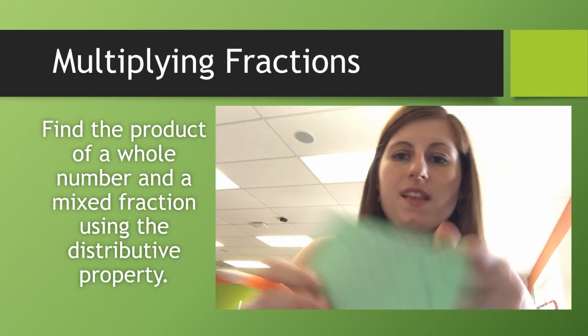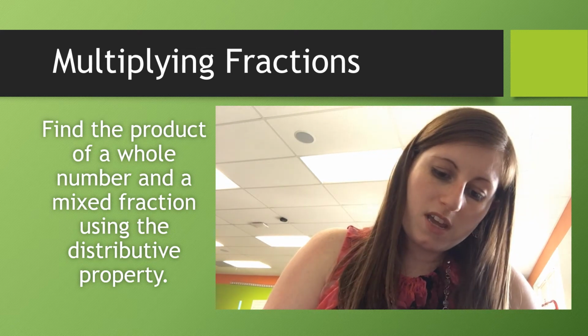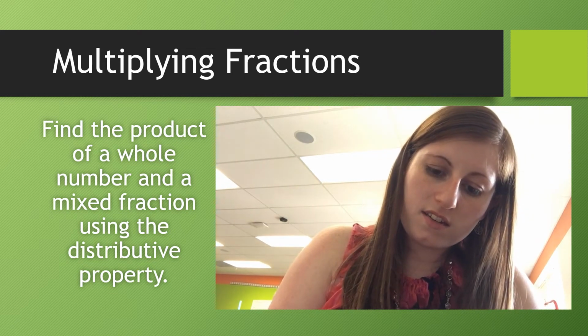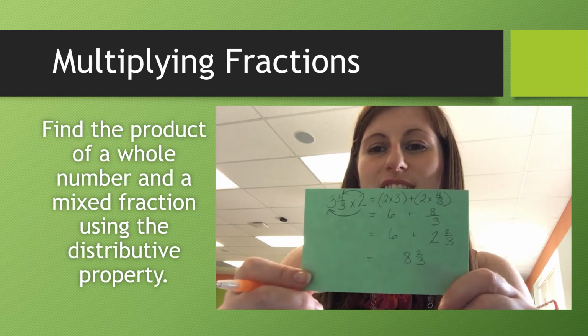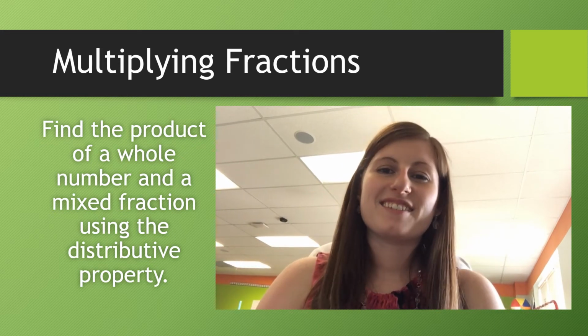So now I have 6 plus 2/3, which would be 6 and 2/3. Wait, that gives us the answer to the problem. That is the distributive property. We're going to practice it more together. Let's get started.